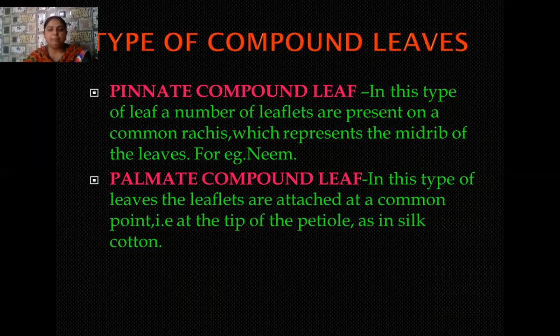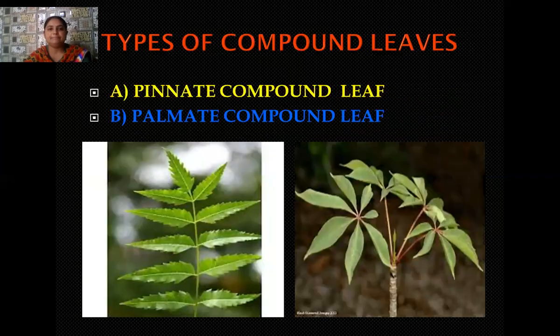Next is the palmate compound leaf. In case of a palmate compound leaf, the leaflets are attached at a common point. That is, at the tip of the petiole, a bunch of leaflets arise. And this type of leaves, palmate compound leaves, are generally found in case of cotton.